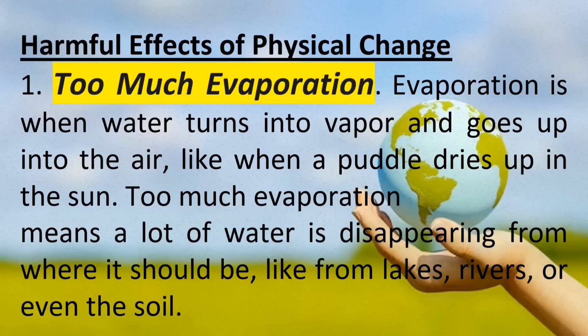Pero, for example, during El Nino, parang na-feel mo na parang mababaw siya, no? After a few steps, biglang lalim siya. So, parang nag-evaporate yung water, no? So, that is what we meant by too much evaporation. So, like lakes, rivers, or even the soil. So, it's very harmful naman kapag soil because it's very hard for plants to grow because nagda-dry yung soil, hindi siya nagkakaroon ng enough moisture for the plants to grow.